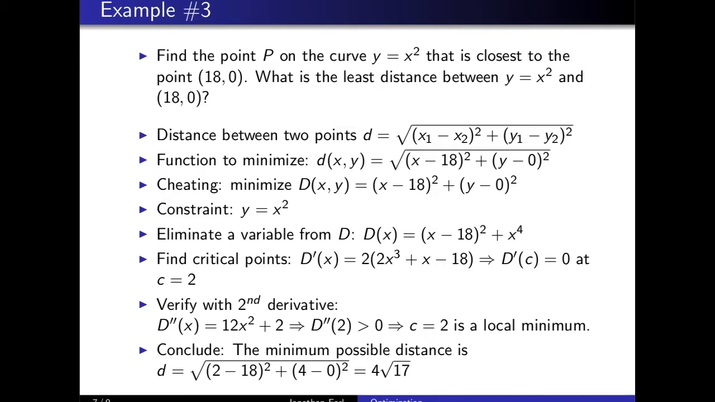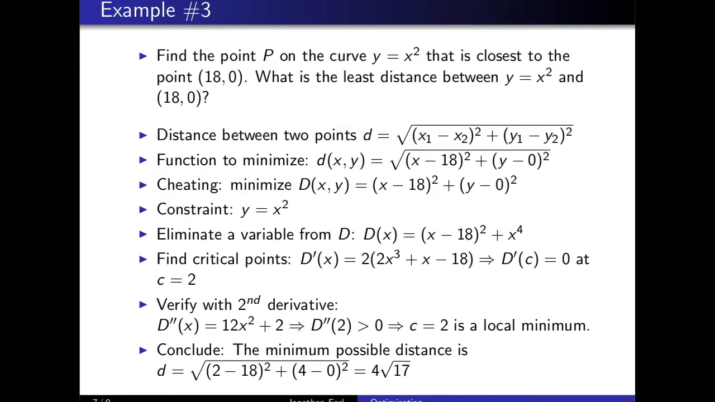And then we also have the constraining relation that y is equal to x squared. So we'll put in x squared for y. And then when we expand everything out, we'll get that the thing we want to minimize now is going to be x minus 18 all squared plus x to the 4.